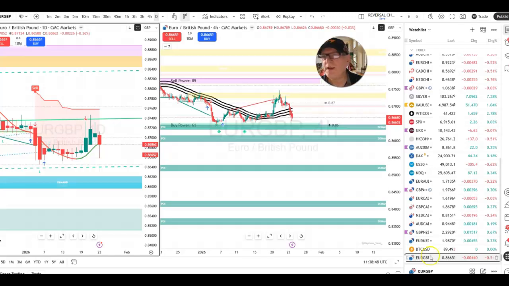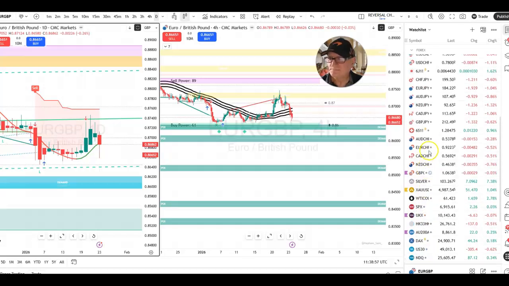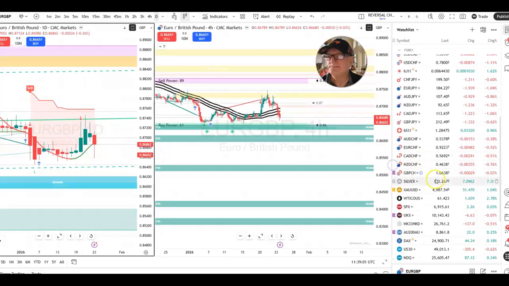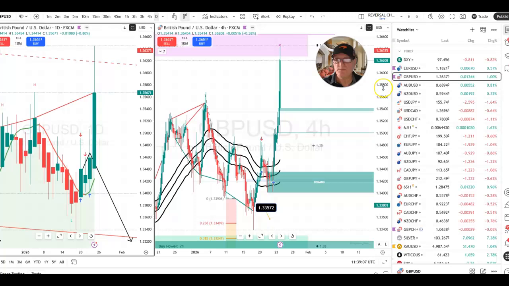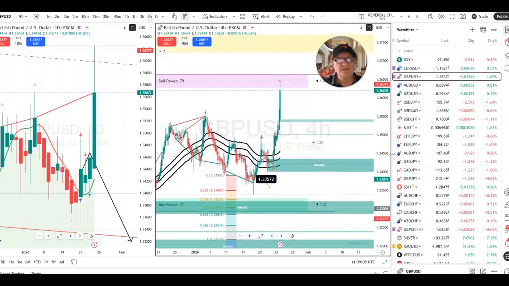Mixed on the euro pound. So a few to look out for: pound New Zealand, pound Aussie, pound Swiss. The yens are mixed at the moment. I'd be waiting for those. And we're going to be waiting to see what happens in terms of the dollar. But some great positions setting up beautifully. Have a wonderful weekend.